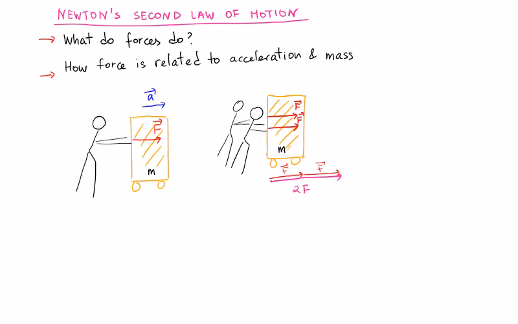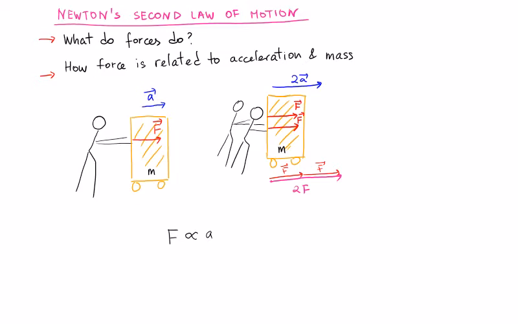Now, when you double the force, then acceleration, in fact, will double as well. You will observe double the acceleration. Now, another thing, if you triple the force, the acceleration triples. What you will end up noticing is that the force is actually directly proportional to the acceleration. So you double the force, acceleration doubles. You triple the force, acceleration triples.